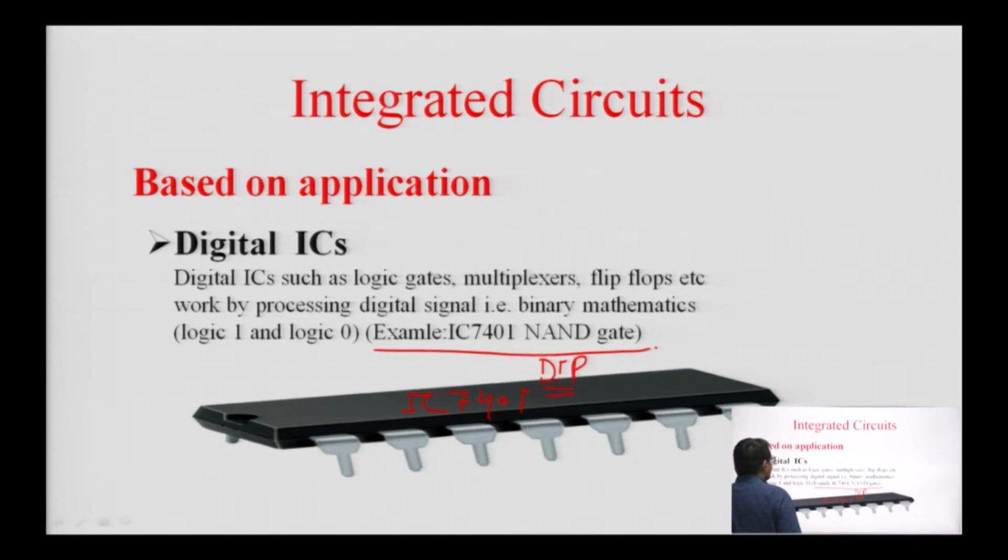Okay. Another IC is, suppose, IC 8085 microprocessor. Okay. The 8085 microprocessor is also in the category of digital IC, digital electronics IC.